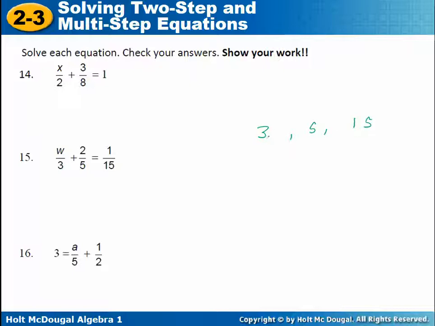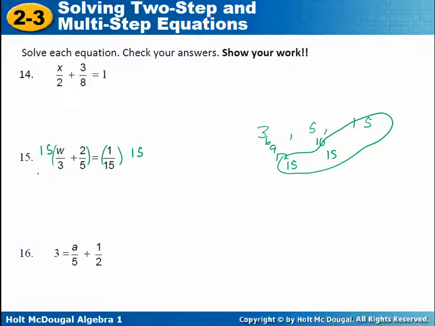So the multiples of 3 are 3, 6, 9, 12, and 15. Multiples of 5 are 5, 10, and 15. So that's our common multiple. And then you multiply both sides by that common multiple. Now we do the distributive property.